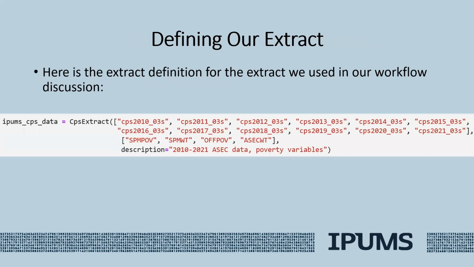Okay, so here's the extract definition for the data that we were using in our workflow discussion. Here you can see we use this CPS extract class. We pass it a list of CPS sample IDs, followed by a list of IPUMS CPS variables, and we can give it a little description here so we remember what we asked for.